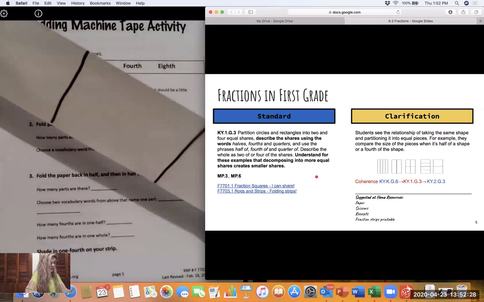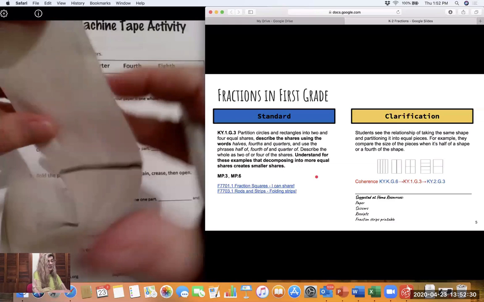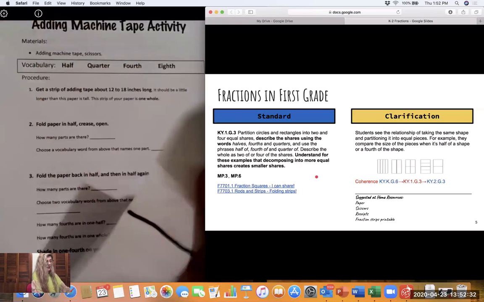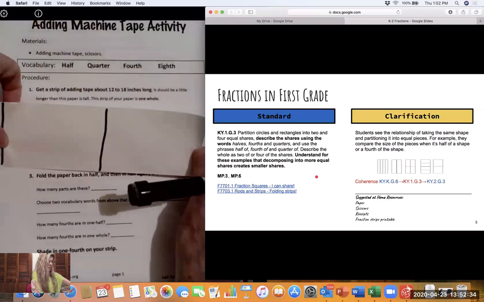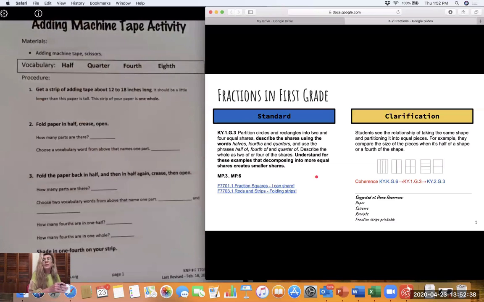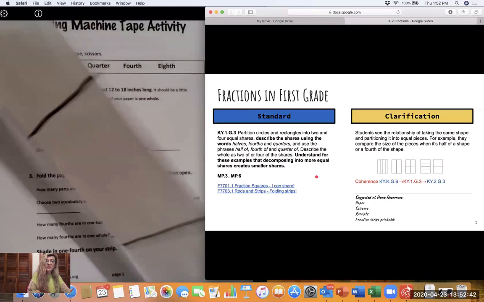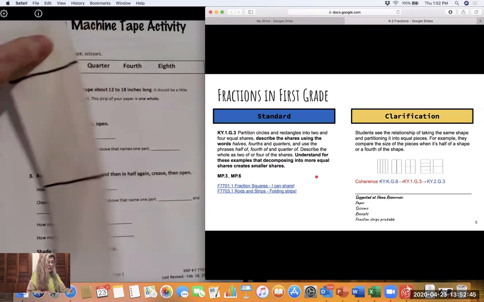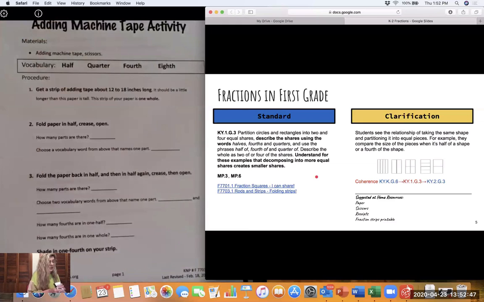Then, of course, it talks about how many fourths are in 1/2. So if you look at just half of it, how many fourths are there? They can see that there are 2. You see how this is working on them understanding that the more parts, the smaller the parts. And of course, that's what we want our kiddos working on. And it goes on to fold again, and they'll discover the 8ths as well.